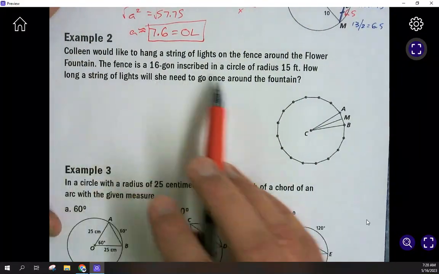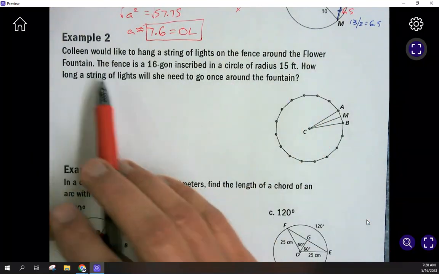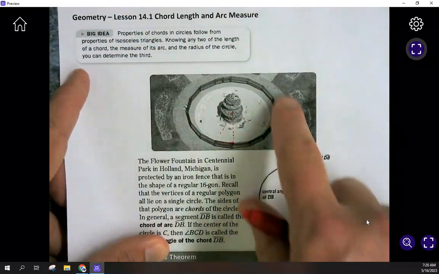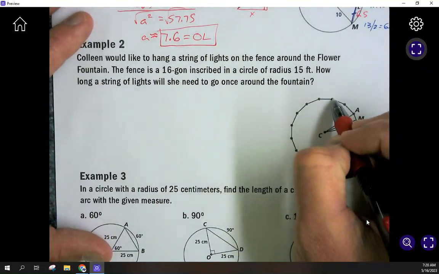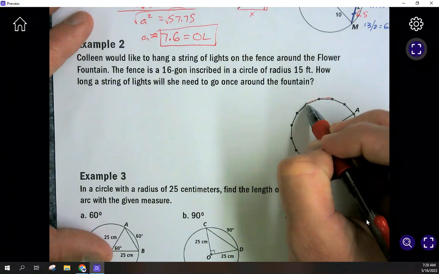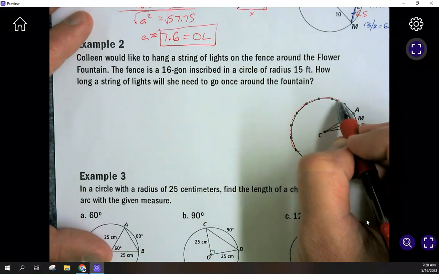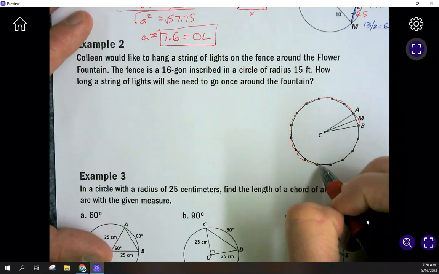So example 2. So this person wants to hang a string of lights on the fence around a flower fountain. So this goes kind of back to what we're looking at here. We've got this fence. It's a 16-gon. That's exactly what we have here, which means there's actually a circle that just goes around the outside of this. It does disconnect from that 16-gon where the sides are, but at the vertices they are touching.